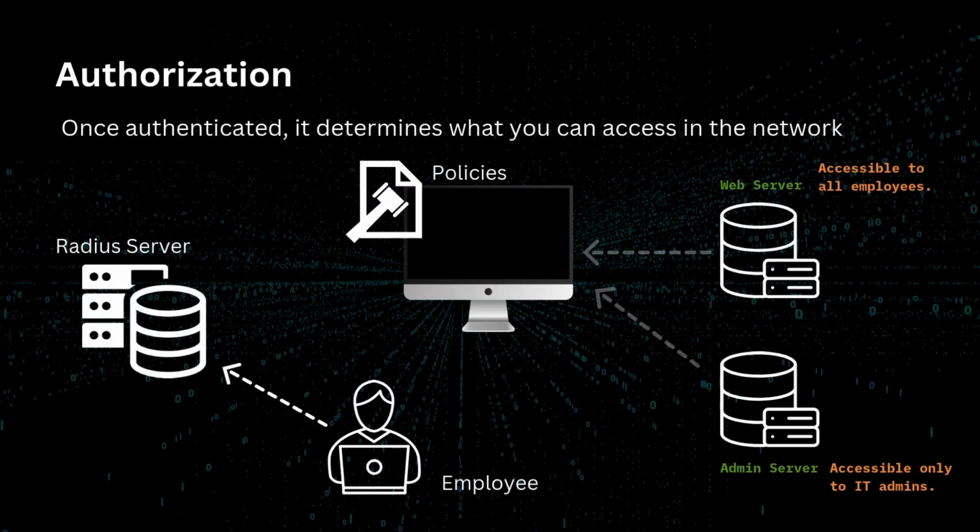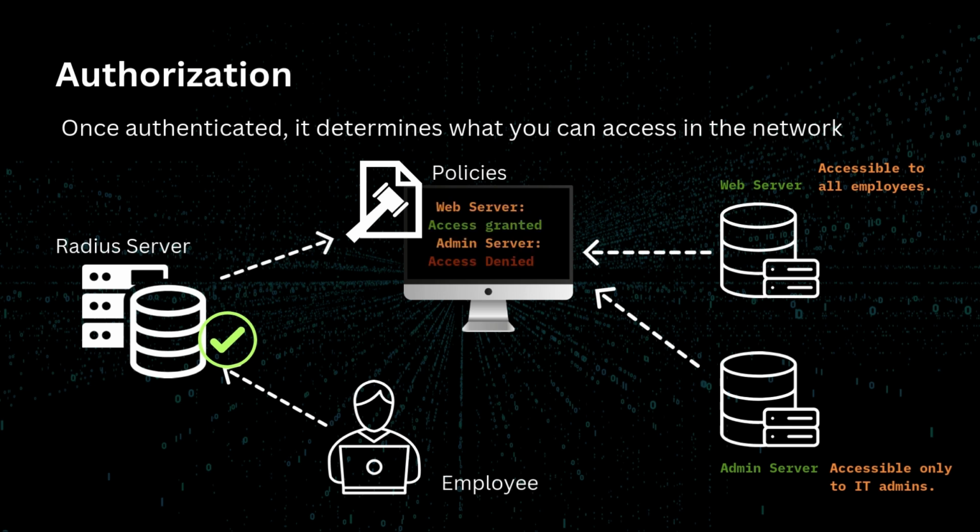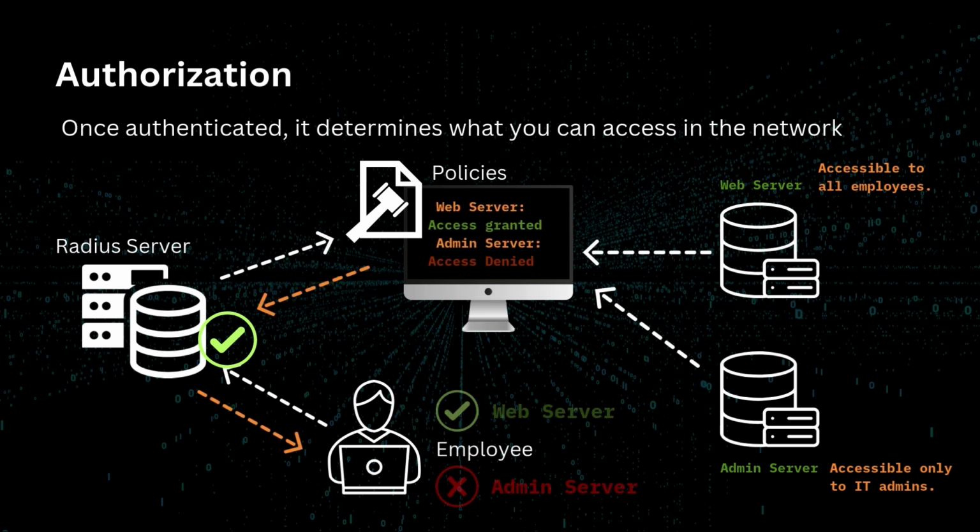Once authenticated, the authorization determines what you can access in the network. For example, here, the user, which is an employee, is trying to access the network. Once authenticated, the RADIUS server refers to the authorization policies, which show the employee is only granted access to the web server. So the employee is only allowed to access the web server but denied access to the admin server.